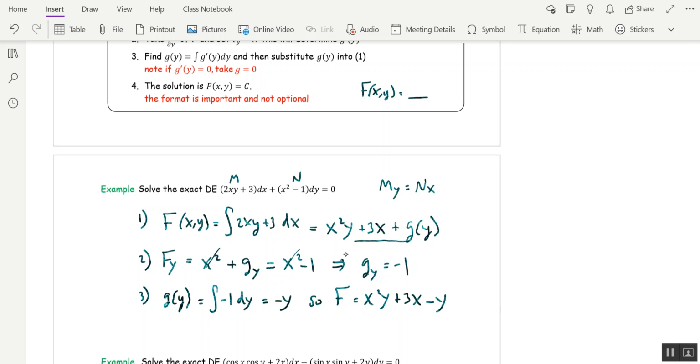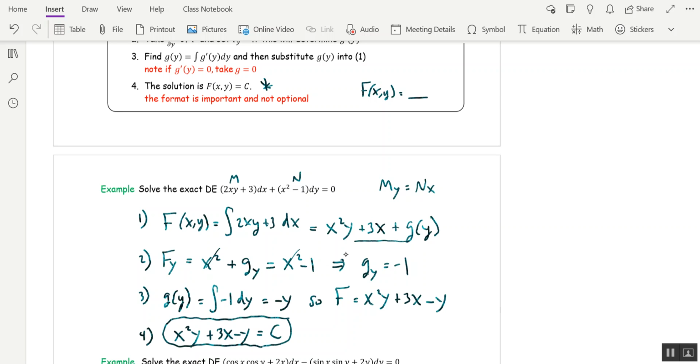Okay, here's the mistake that a lot of students make at this point. They'll circle that and move on. That is not the answer, okay? The answer is the level curve, big F equals C. So step 4, the solution has to be this format, big F equals C. So take your big F and set it equal to C: x squared y plus 3x minus y equals C. That's your answer.